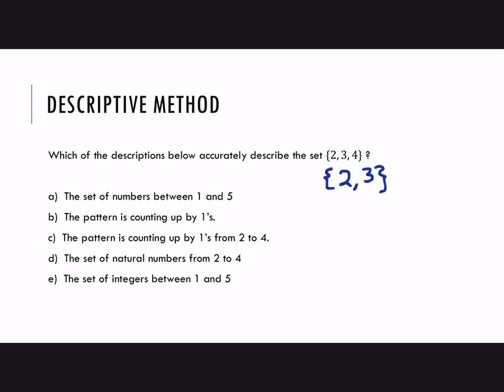Or, what do we mean by numbers? What about 1.5, 2.5, all the way up to 4.5? Those are all between 1 and 5. I haven't really specified what type of numbers, so this is not accurate enough to describe my set. If somebody just reads this description without seeing the set 2, 3, 4, they might not necessarily think of that particular set.